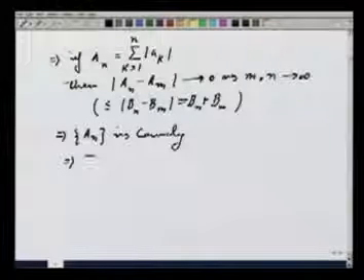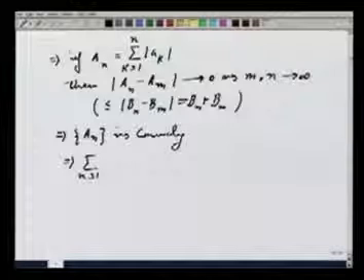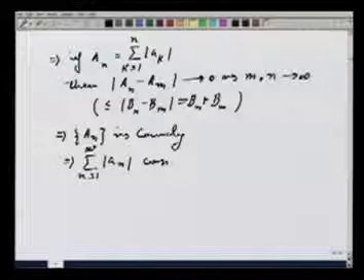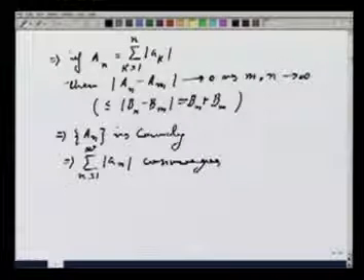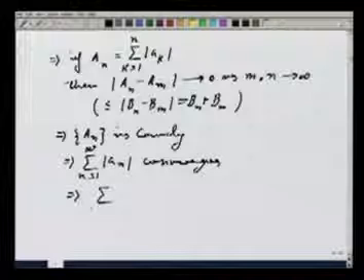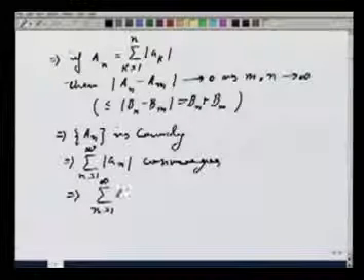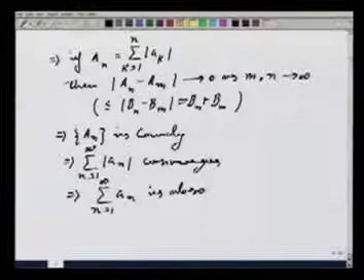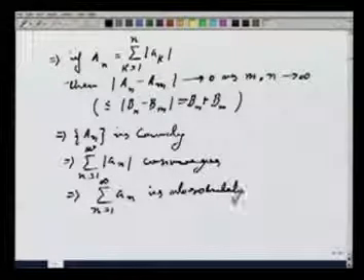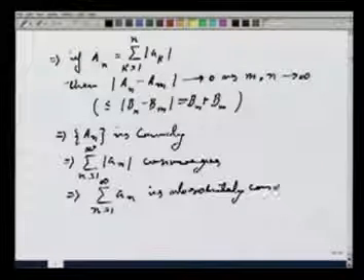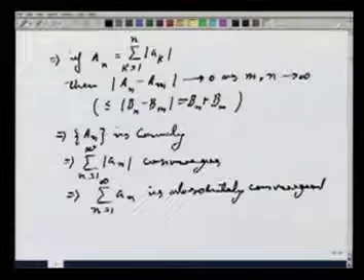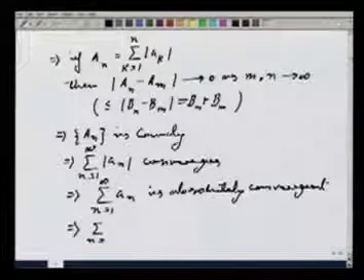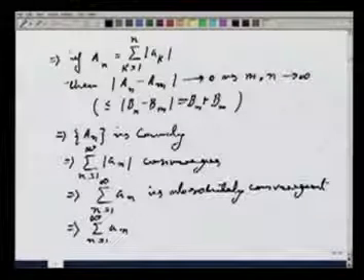This implies summation n from 1 to infinity modulus an converges. This implies summation n from 1 to infinity an is absolutely convergent by our definition of absolute convergence. But this then, by one of our previous observations, says that summation n from 1 to infinity an converges.